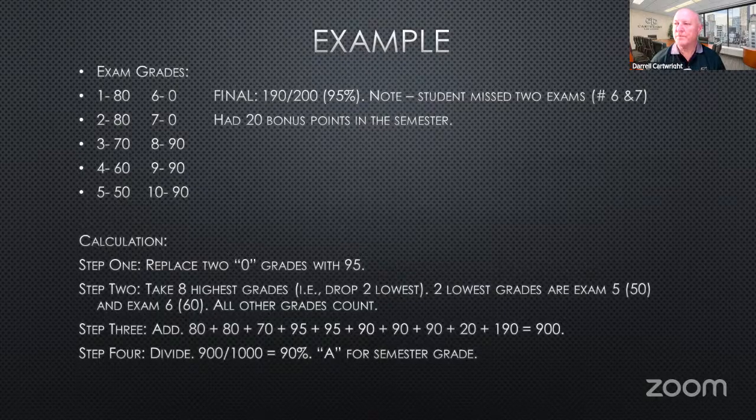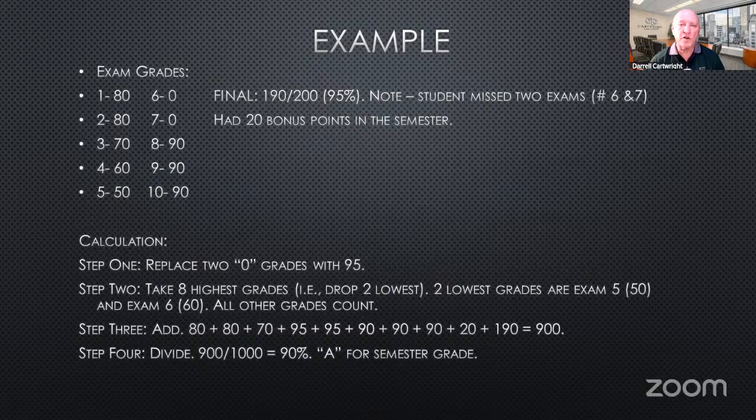But the example: the student had the following 10 grades. On exam one, they made an 80, exam two an 80, exam three a 70, exam four a 60, exam five a 50, exam six they missed. They got a zero. Exam seven they missed. They had a zero. They had a bad stretch, exams four through seven. Exam eight, they bounced back, rededicated themselves to the class. They made a 90, exam nine a 90, exam 10 a 90. On the final exam, they knocked it out of the park. They made 190 out of 200, 95%.